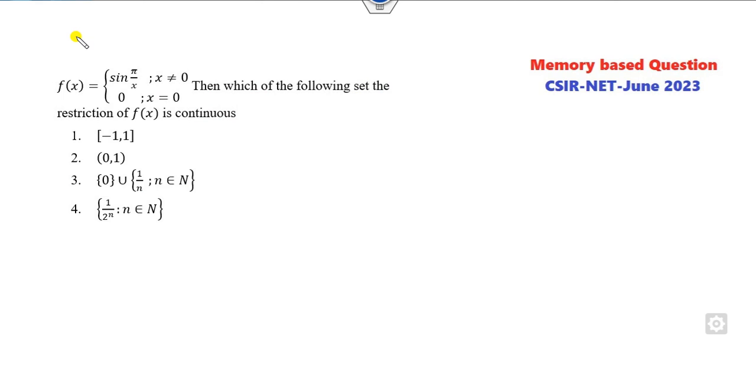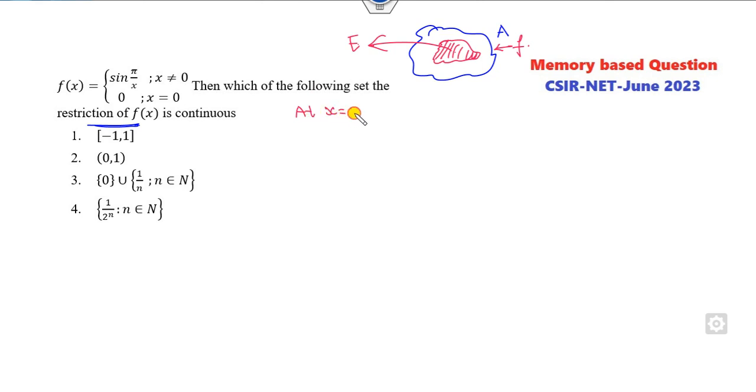Okay, which of the following is the continuous restriction of the f? That's very simple. If this is my set A, for example, and this is the function f defined here, you have to define the restriction. Say this is my restriction called E. Then you have to check whether this is continuous or not. Firstly, we will check the function at x equal to 0, the breaking point.